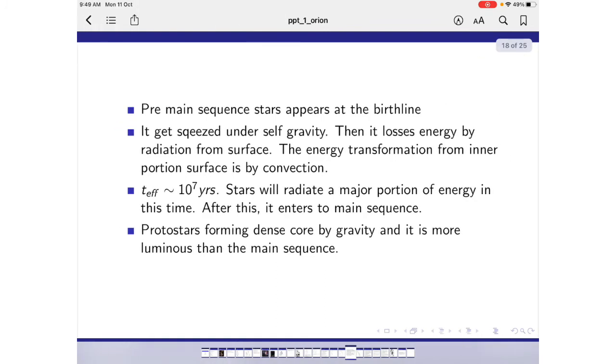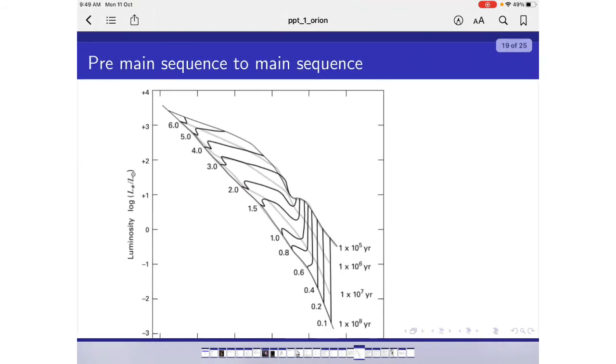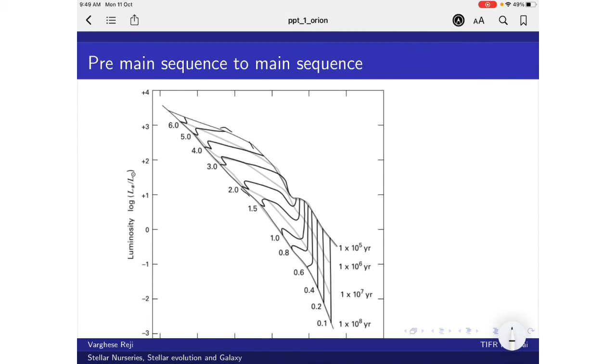So these are the things I mentioned earlier. See, the life of a star is around 10 raised to 7 years. So these are the birth line and the main sequence region. These are the different ways to reach the main sequence from the birth line. So the entire fate of the star is decided by the initial mass. Each mass will follow its own line.